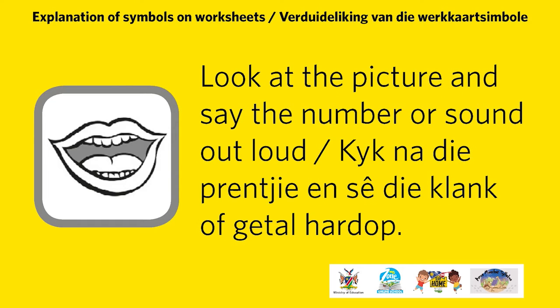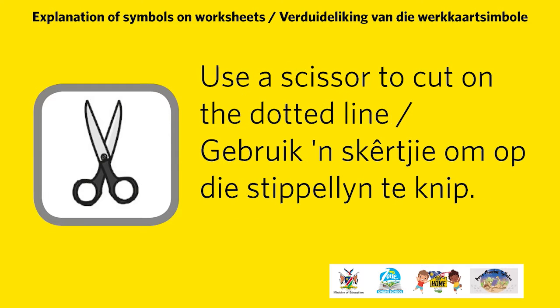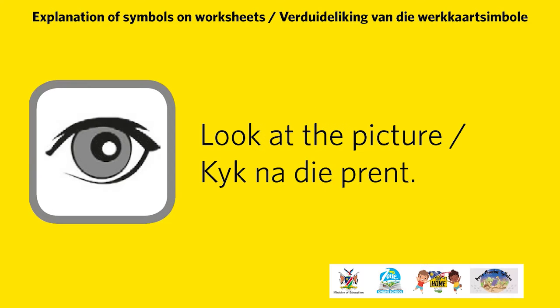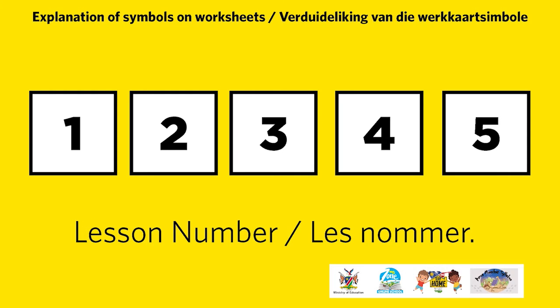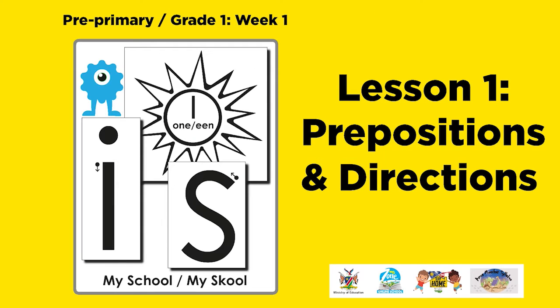Look at the picture and say the number or sound out loud. Use scissors to cut on the dotted line. Look at the picture. Use these symbols for the lesson of the day, which will be allocated at the top right side of each page. For example, Lesson 1, Prepositions and Directions.